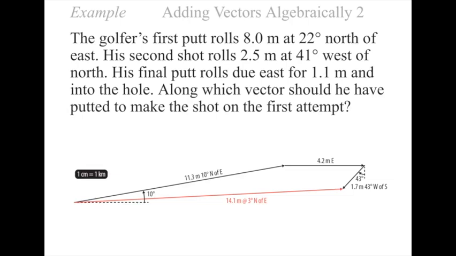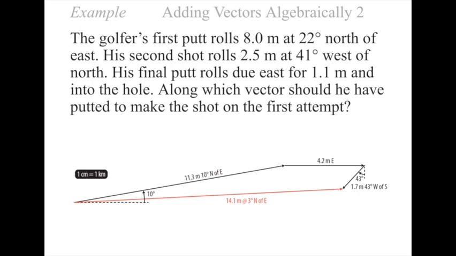So the thing that we did at the very beginning when we were talking about sketching them was the golfer. The golfer's first putt rolls 8 meters at 22 degrees north of east. His second shot rolls 2.5 meters at 41 degrees west of north. His final putt rolls due east for 1.1 meters and into the hole. Along which vector should he have putted to make the shot on the first attempt? So when we sketched it, what we ended up with here was 14.1 meters, 3 degrees north of east is how he should have hit that particular ball.